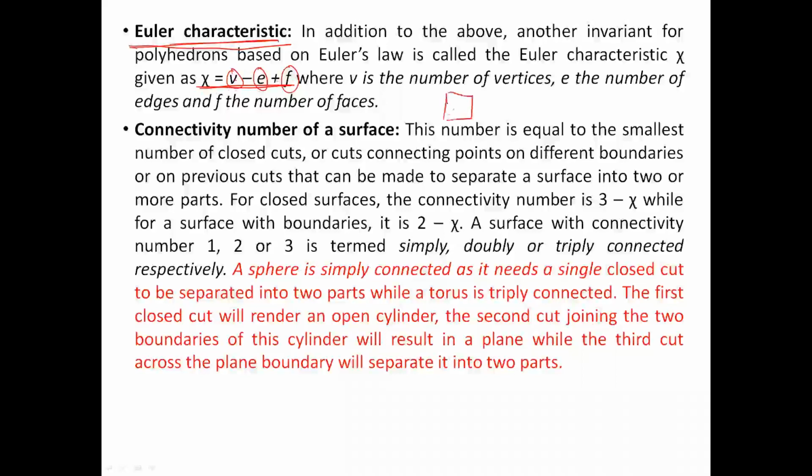So if you have a cube, can you calculate the value of zeta? How many vertices are there? 8, 8 vertices. How many edges? 6. Sorry, 12. How many faces? 6. So zeta is equal to 8 minus 12 plus 6, which is 2. ठीक है. So zeta equal to 2. This is how you calculate the values.